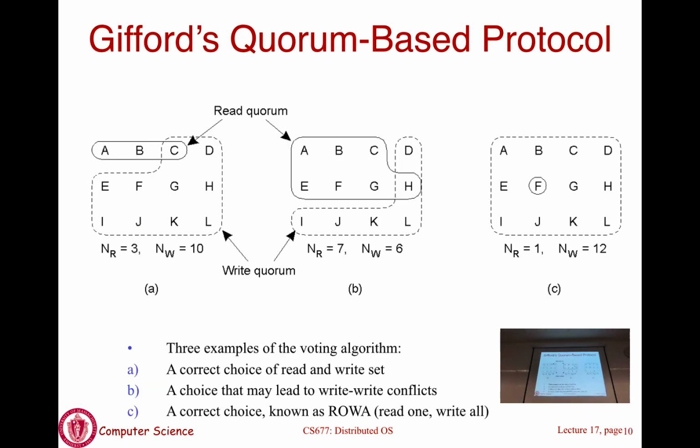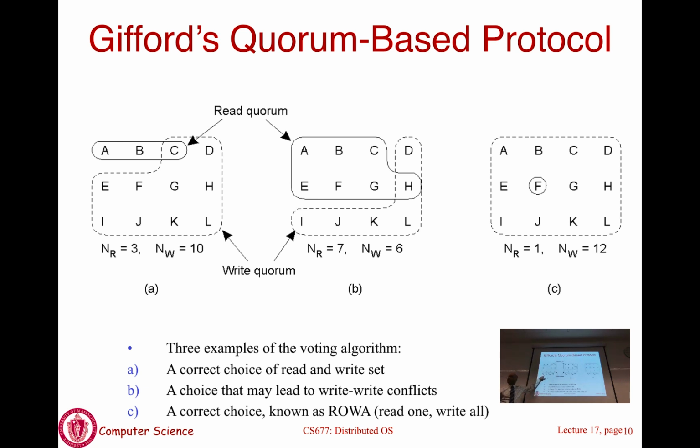This has 12 servers, A through L. Each of these letters represents a server, and we'll talk about only one file for the moment. They all have a copy of the file. The file has a version number, and every time you write to the file, the version number is incremented. There are 3 different scenarios of how that protocol is configured.